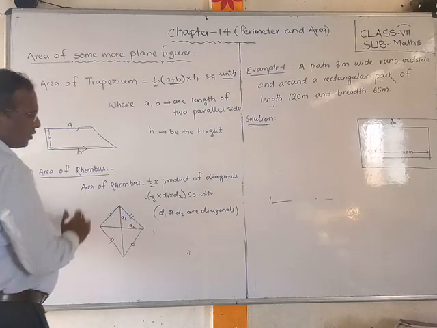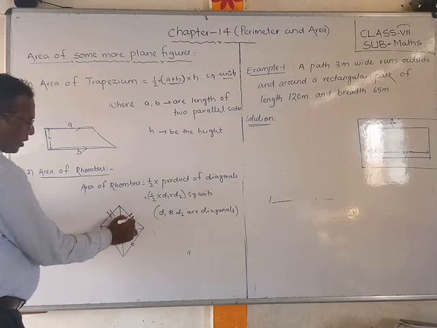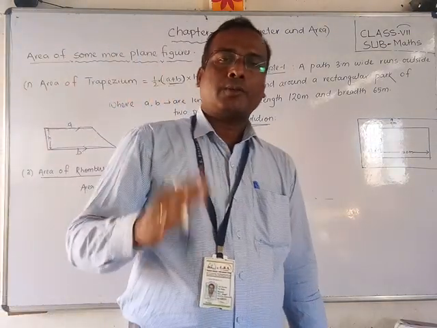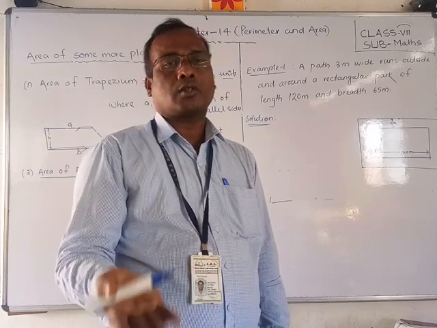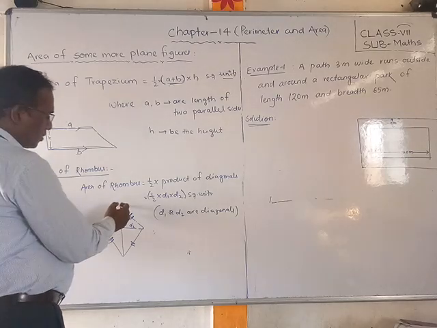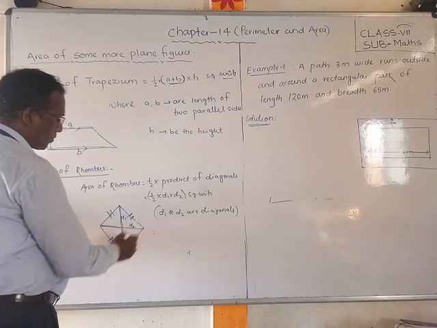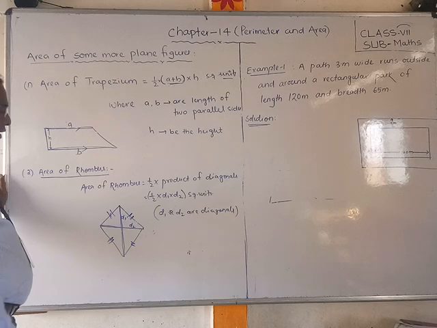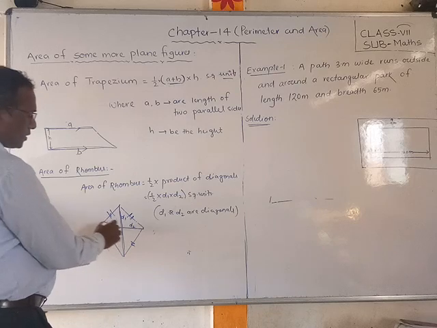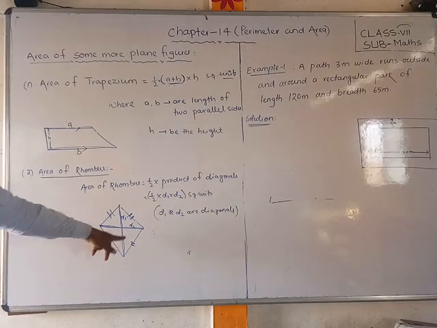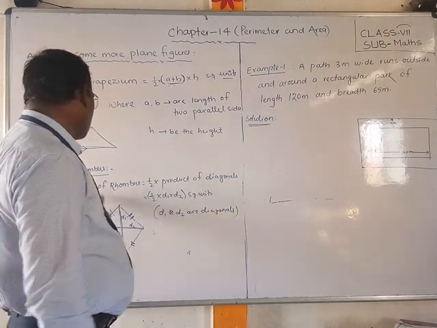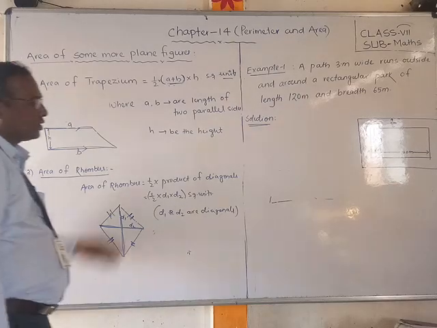Now suppose this is a rhombus, where all sides are equal. If in a quadrilateral all sides are equal, it is called a rhombus, and if each angle is also equal and 90 degrees, it is called a square. In a rhombus the two diagonals are line segments joining opposite vertices. This one is d1, and the perpendicular diagonal is d2. We multiply both and divide by 2 to get the area of a rhombus.